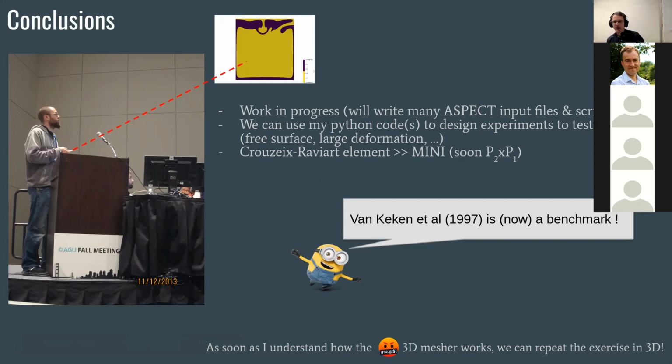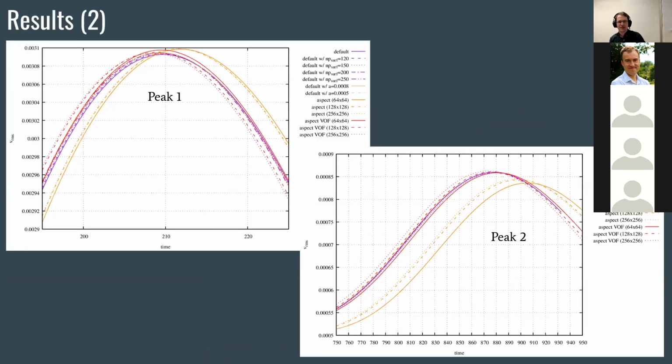Sure. Just quickly, when you say that the van Keken benchmark is now a benchmark, you mean because we now for the first time have two codes that actually more or less agree on the solution for the second peak? Yeah, of course I should run it to insane resolutions and maybe do some extrapolation and do some more careful analysis, but I find it reasonably convincing.